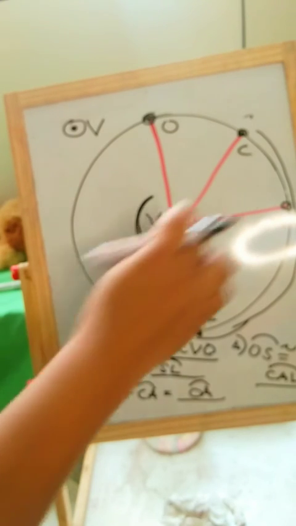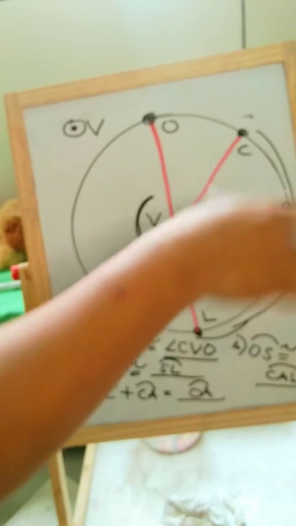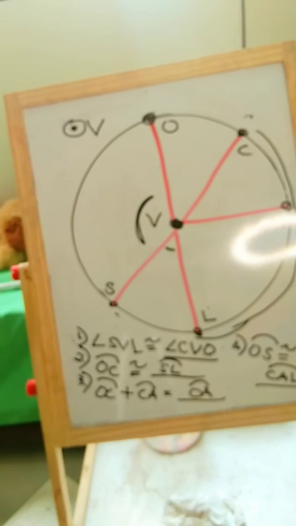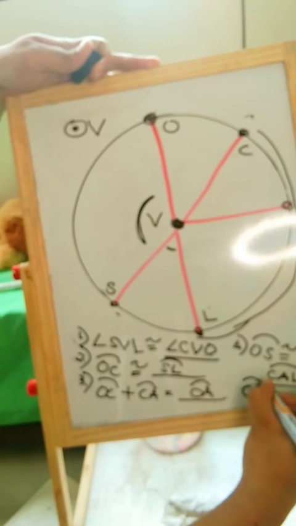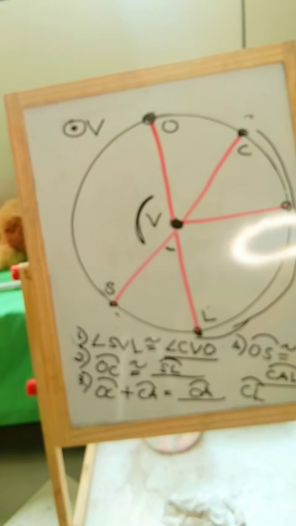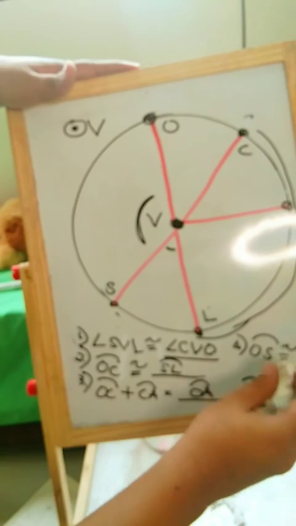Actually pwede rin pala siyang CL lang kasi nga minor arc lang din siya. Or you can answer it as arc CL kasi minor arc nga din pala siya. So, walang kaso dyan. Madali lang, di ba?